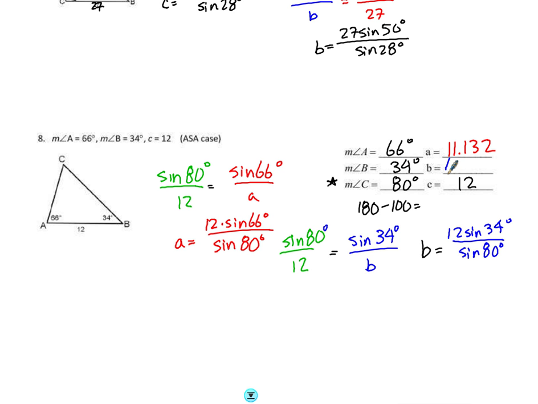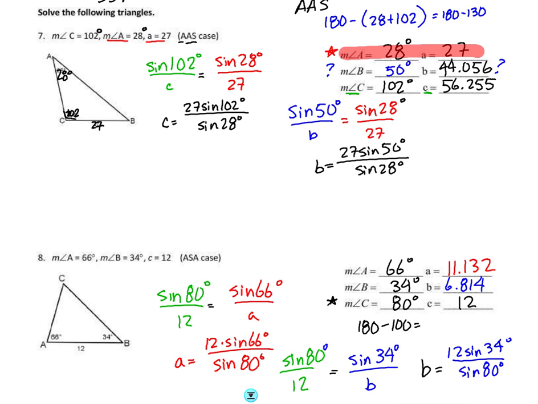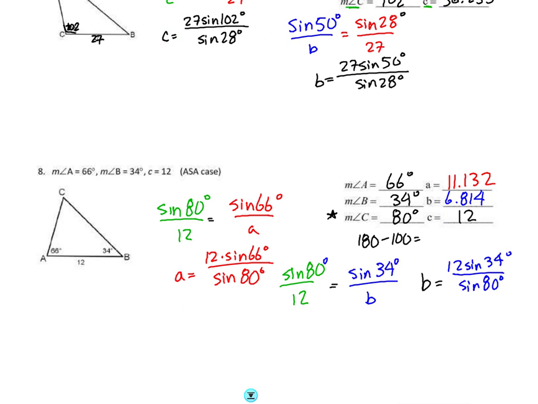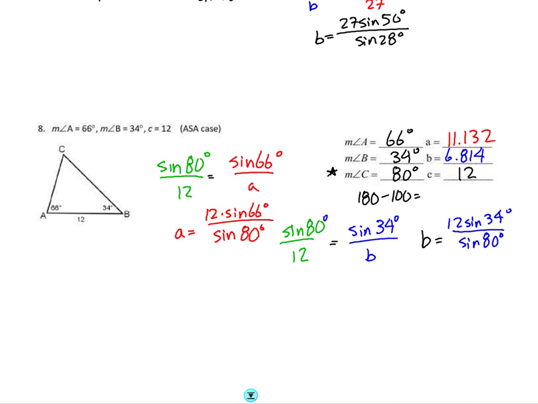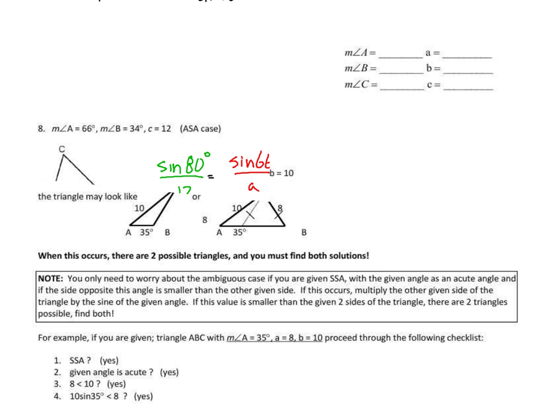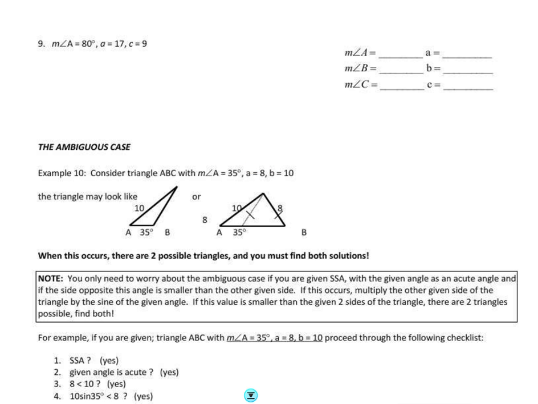6.814. So here we talked about a case where we have angle, angle, and a non-included side, and here we have angle, angle, and an included side. Either of them are pretty straightforward cases for law of sines. Now, let's have you go ahead and practice number 9. You can try that on your own.